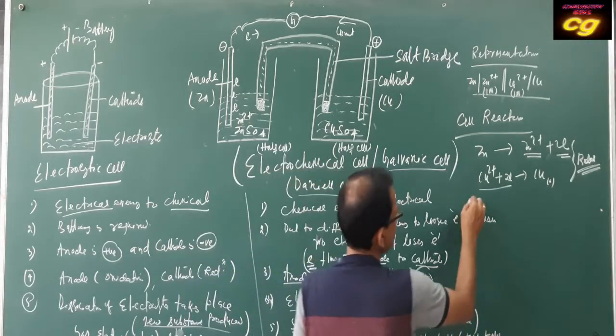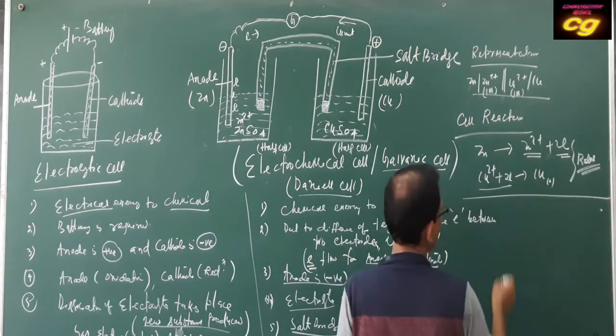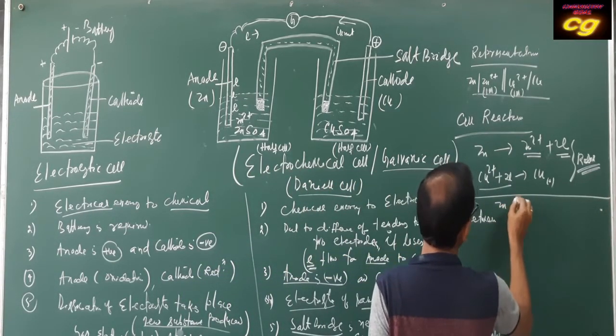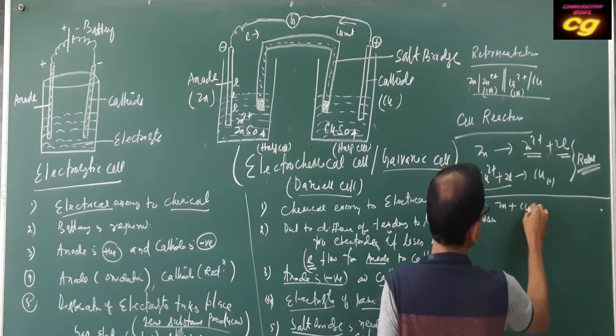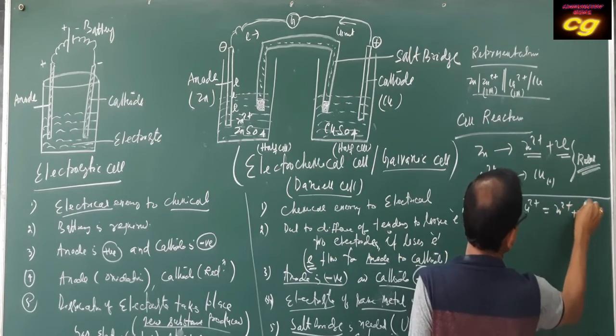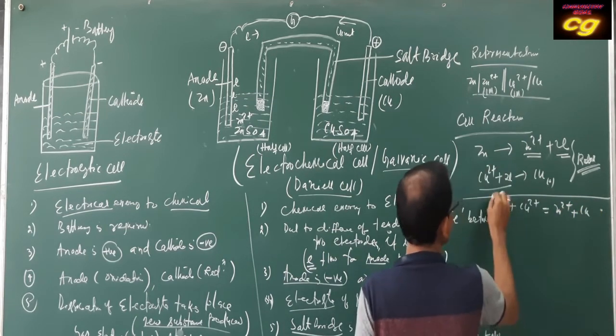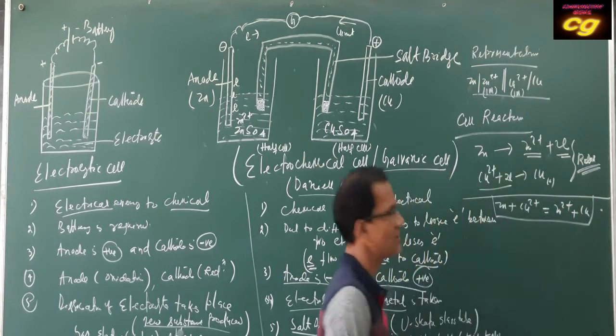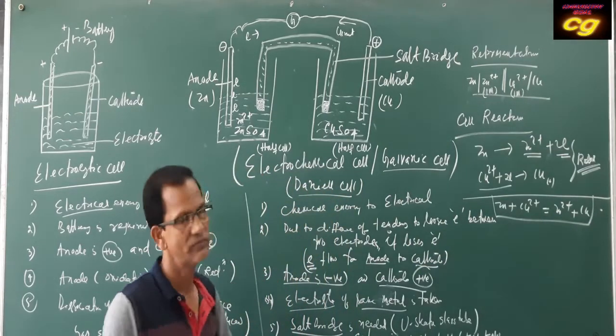If you add these 2 reactions, what is the result? The result is zinc plus Cu2+ changes to Zn2+ plus copper. So this is the final reaction of the Daniell cell.